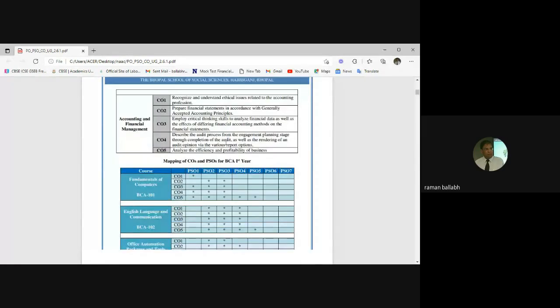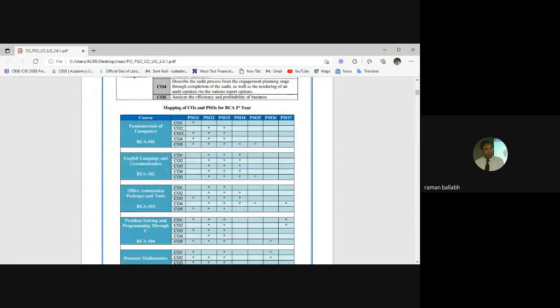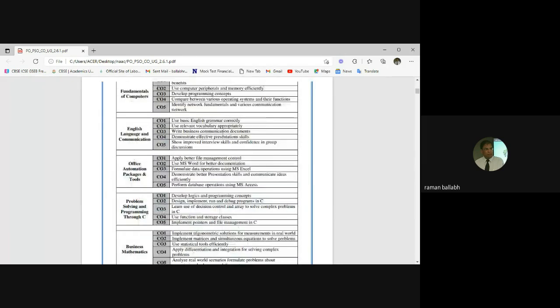So when I'm mapping the CO3, while students are learning the programming concept, at the same time, the teacher needs to make the student aware of PSO1, PSO2, and PSO3. So the teacher's responsibility, while teaching fundamental of computer, is to make the student aware of different programming along with PSO 1, 2, and 3. What are the PSO 1, 2, 3?